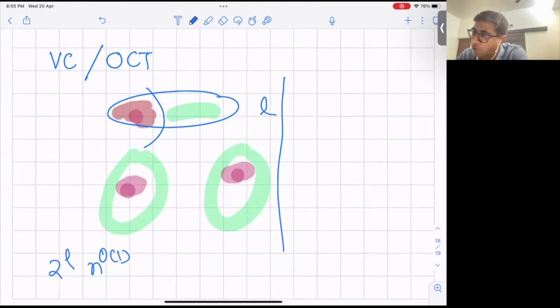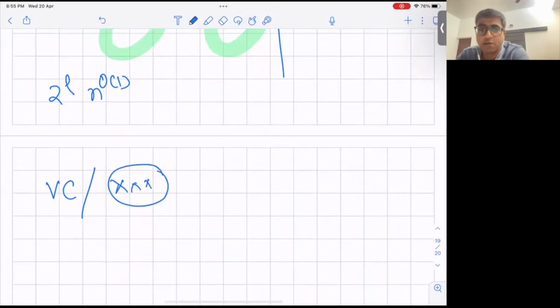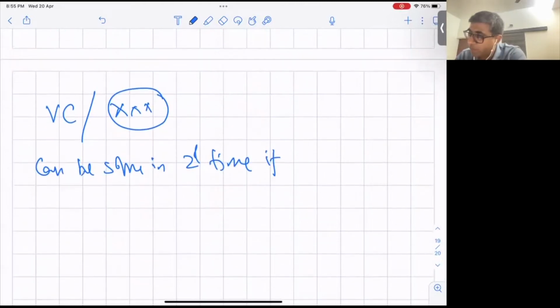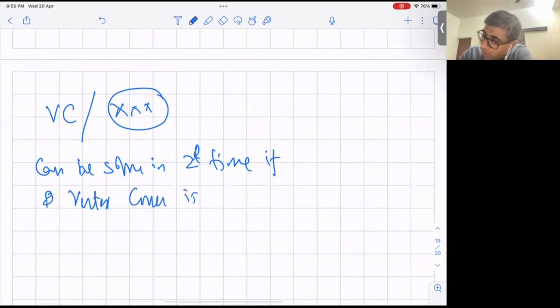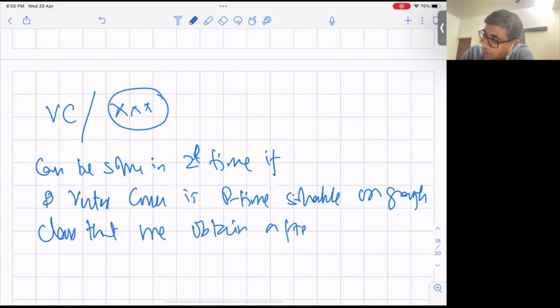And the point is, we can notice that vertex cover parameterized by any modulator can be solved in 2 power L time if vertex cover is polynomial time solvable on the graph class that we obtain after deleting the modulator.